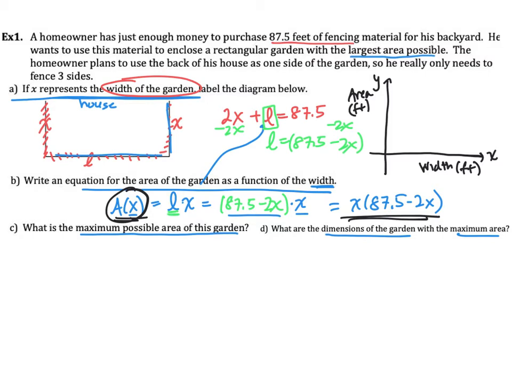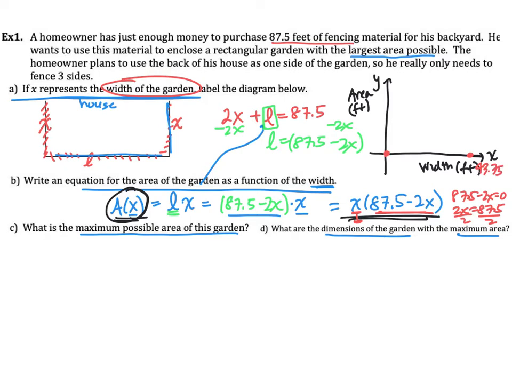And so what do we know so far? Well, we have two zeros, right? It's in factored form. I have a 0 at 0, and I have a 0 where 87.5 minus 2x equals 0. So I'm going to take half of 87.5, and that's going to be my other 0, so that's at 43.75. So it's a parabola, right?